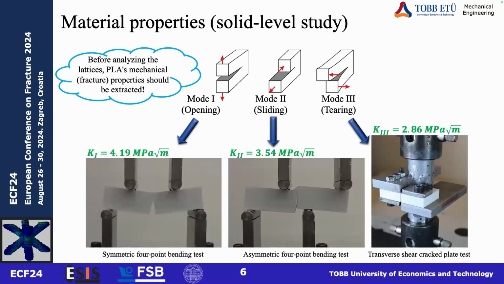To extract material properties before numerical investigations, we did several tests. For mode 1 fracture toughness, we use symmetrical 4-point bending test. For mode 2 fracture toughness, we use asymmetric 4-point bending test. And for the last mode, or third mode, we use transverse shear crack plate test.